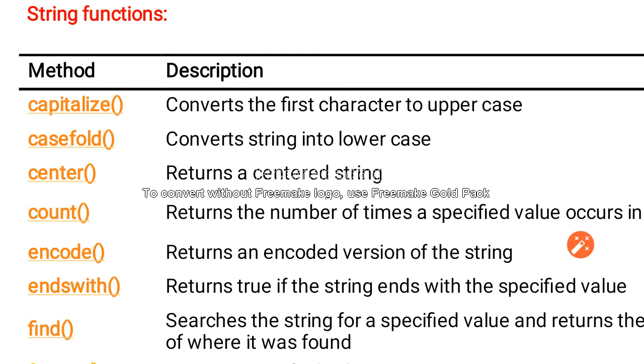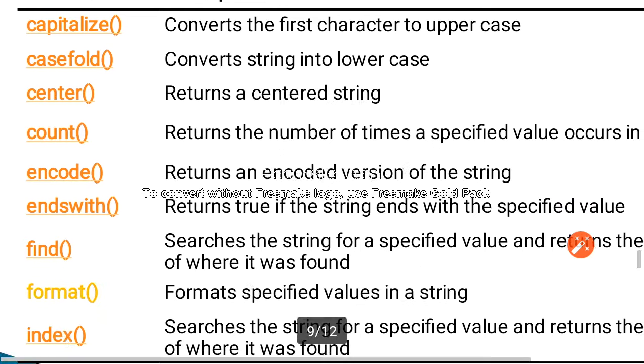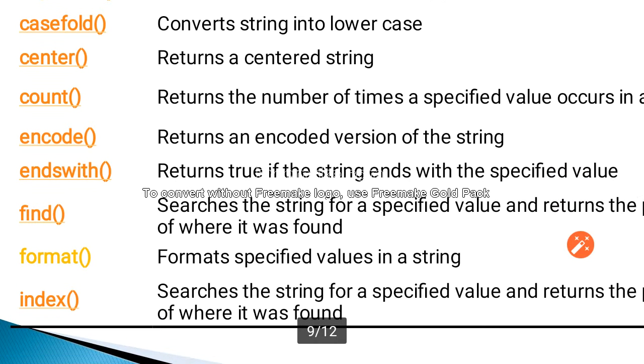So capitalize converts the first character to uppercase, then casefold converts the string into lowercase, then center returns a centered string, then count will count the number of times a specified value occurs, then encode returns an encoded version of the string, then endswith returns true if the string ends with a specified value.